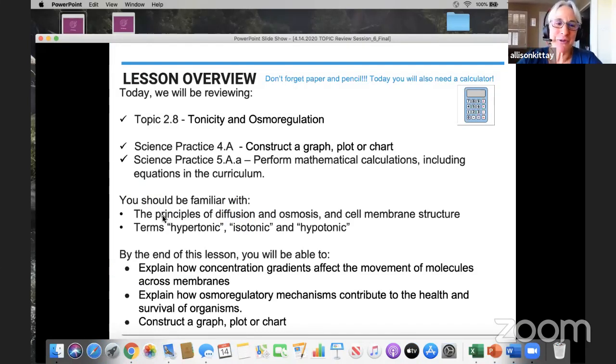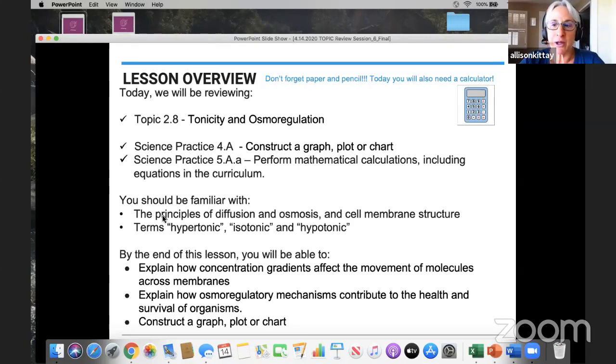Today we are going to be reviewing topic 2.8, which is on tonicity and osmoregulation. And these are traditionally very difficult topics. So I'm going to give you lots and lots of practice. We're going to work on science practice 4, which is constructing a graph, and science practice 5, which is performing mathematical calculations. And we're going to be working today with 2 formulas.